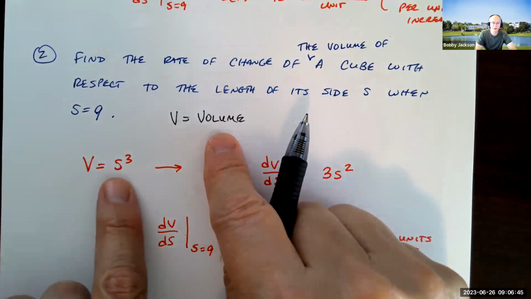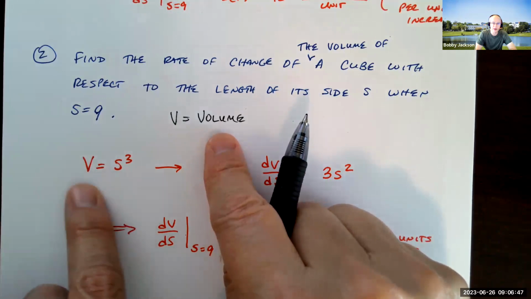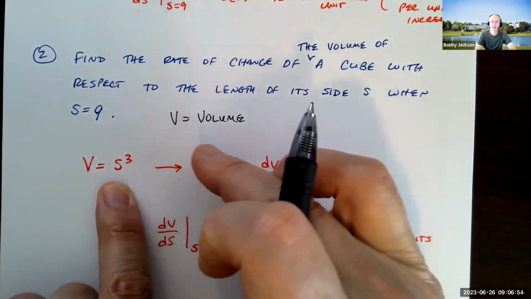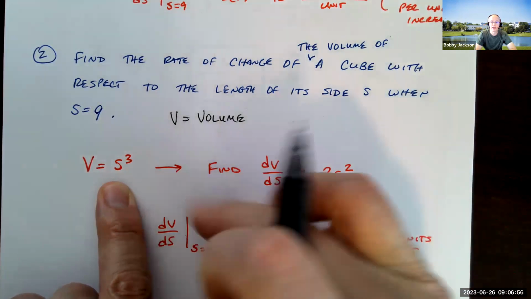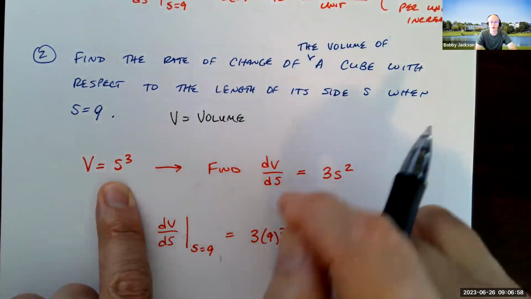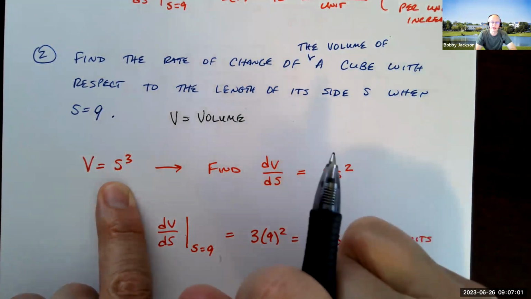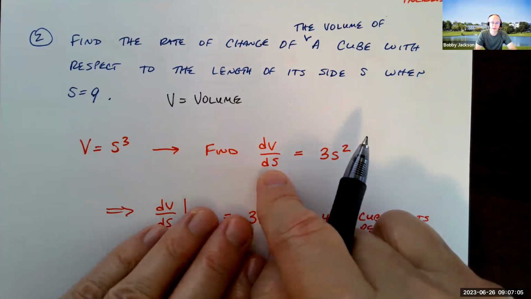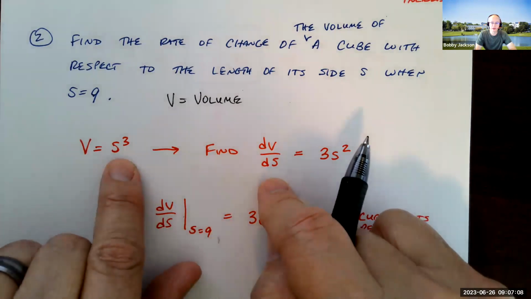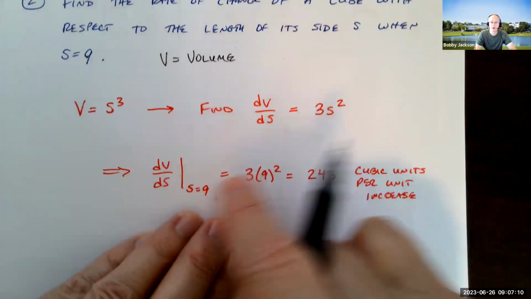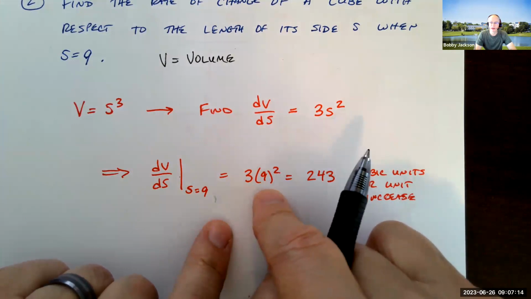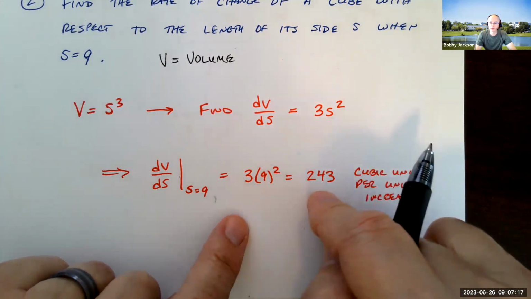So the volume would be what? Side length cubed. So I expect you to know this. I expect you to know the volume of any box, any rectangular solid, is its length times width times height. And in a cube, the length, width, and height are all equal, right, to that side S. So S cubed. So we're just going to find the derivative of V with respect to S, which again, piece of cake, derivative of S cubed by the power rule is 3S squared. So I evaluate that when S is 9, and replacing that with 9, I get 3 times 9 squared. 3 times 81 is 243.